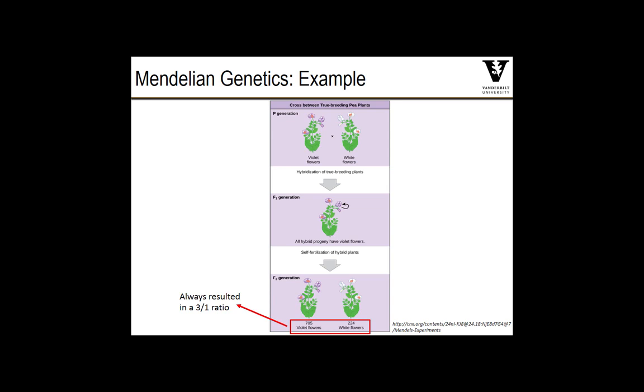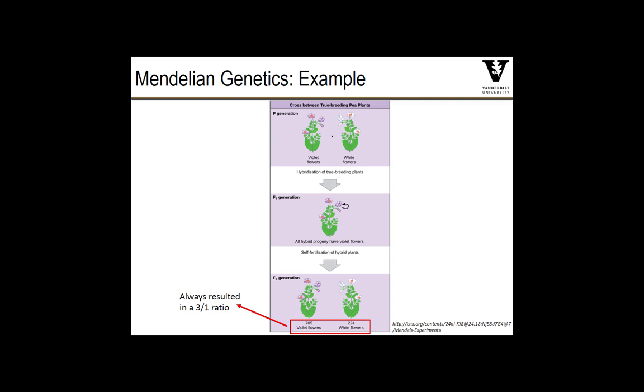But what's interesting is if you crossed two hybrid plants, what you ended up with always was a 3-to-1 ratio of purple to white flowers. So this 3-to-1 ratio is really important, and his laws look to explain why this 3-to-1 ratio happens. Is everyone following so far? Okay. So why does this happen?